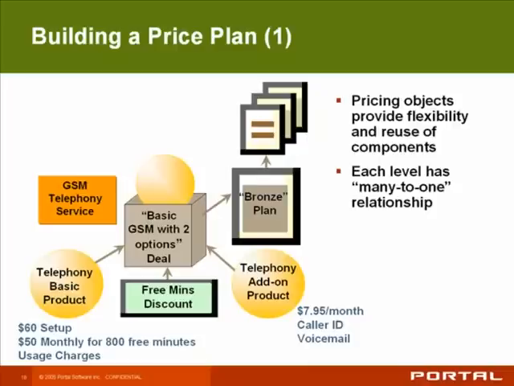These three objects make up the deal, basic GSM with two options, which has been added to the bronze plan. The bronze plan is then added to the plan list.